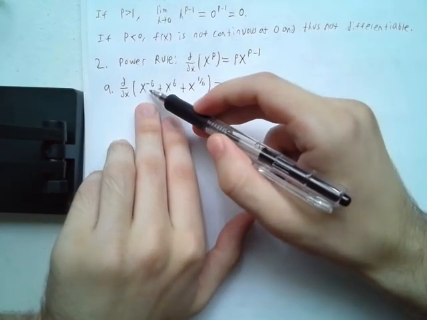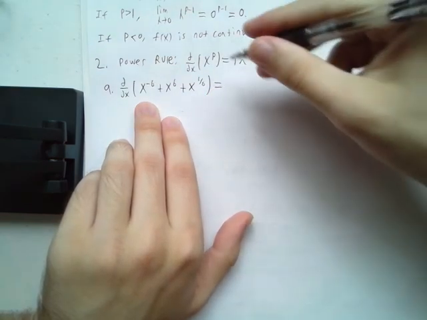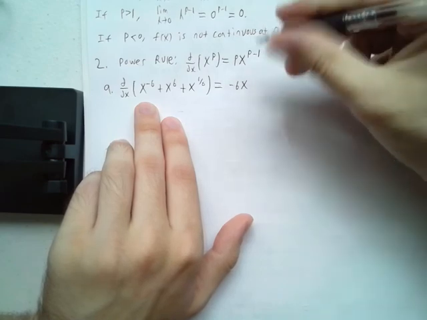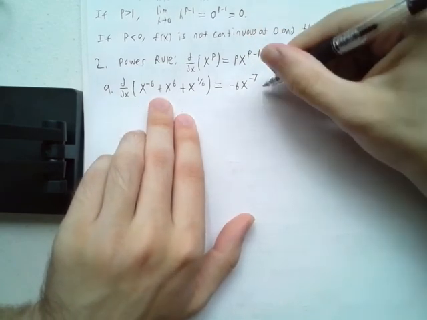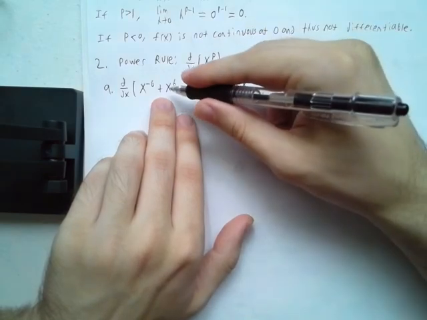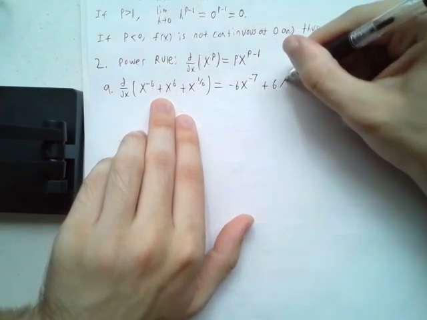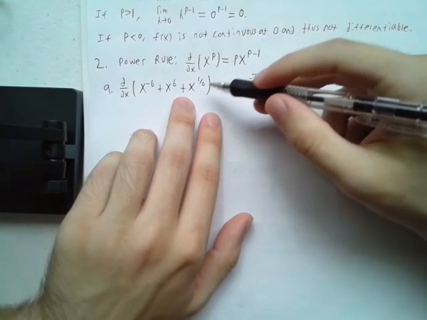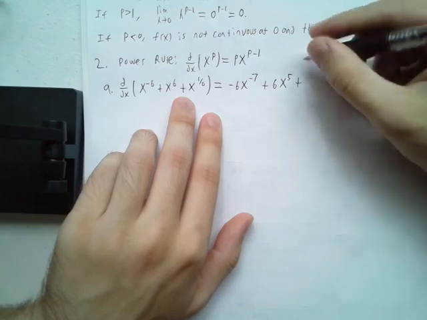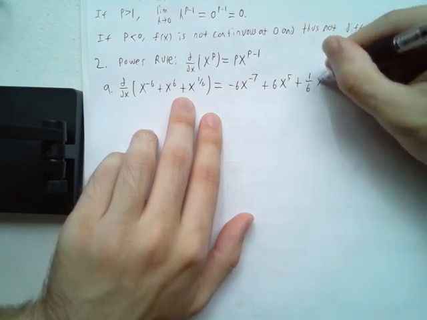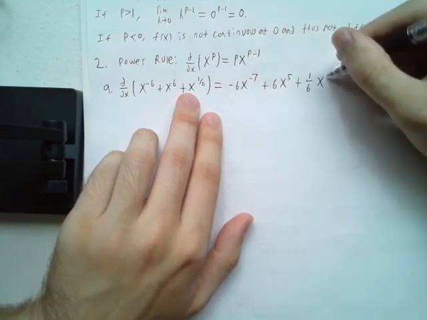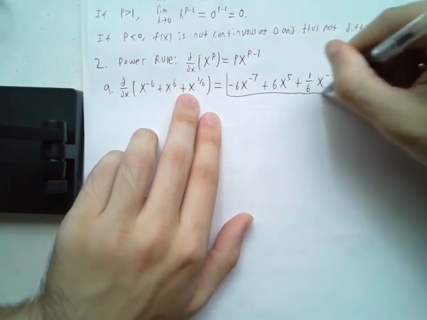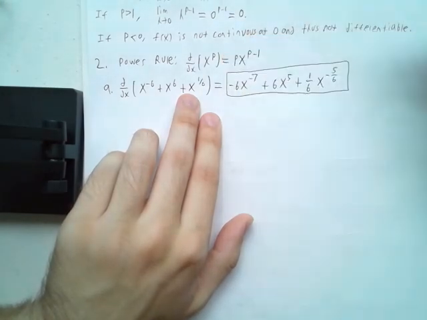So for this first term, we have p equals negative 6. So we get negative 6x to the negative 6 minus 1 gives negative 7. Plus, here p is equal to 6. So we get 6x to the 6 minus 1 gives 5. Then plus, in the last example, p is equal to 1/6. We get x to the power 1/6 minus 1, which gives negative 5 divided by 6. So this is the derivative of that function.